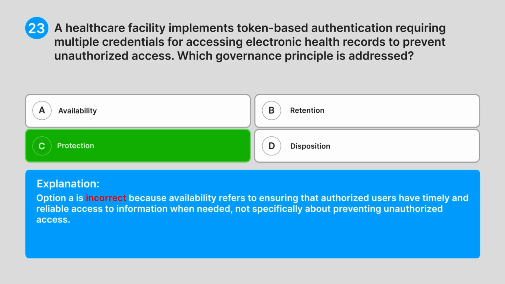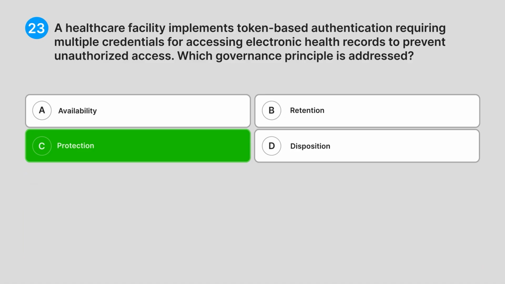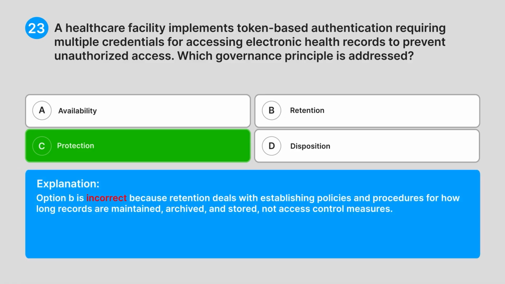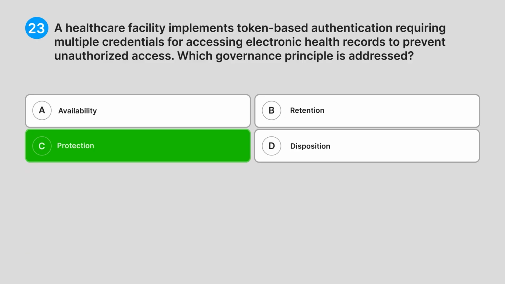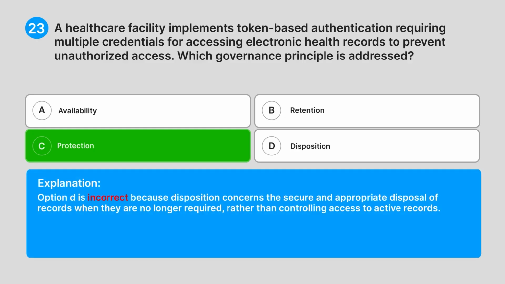Option A is incorrect because availability refers to ensuring that information is accessible to authorized users when needed, not the security measures used to restrict access. Option B is incorrect because retention concerns the duration for which records are maintained, not the security protocols for controlling system access. Option D is incorrect because disposition deals with the secure disposal of records that are no longer required, rather than the implementation of authentication tokens for access control.